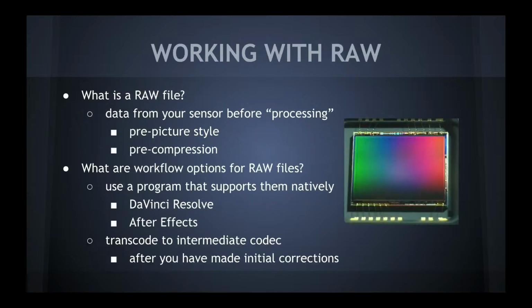So working with RAW, what is a RAW file? It's the data from your sensor before being processed. This is pre-picture style. This is pre-compression. So you're not going to have any of those issues of putting big data into a small place. So what are the workflow options for RAW files? You can use a program that supports them natively, which is every major nonlinear editor. So your Premiere, your Resolve, your Final Cut, your Avid, they're all going to be able to handle these RAW files. And even a lot of the more affordable ones are totally able to handle this now, which is really cool.